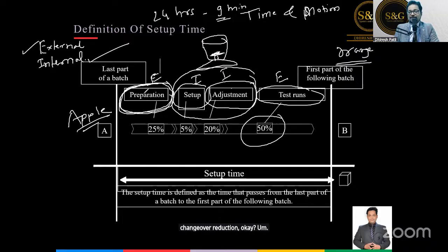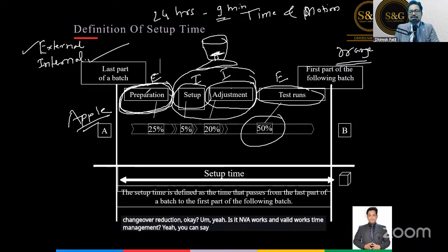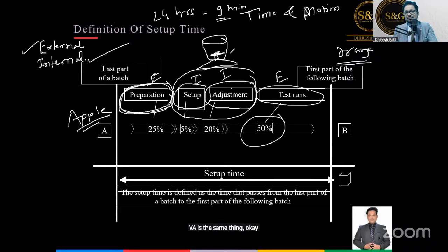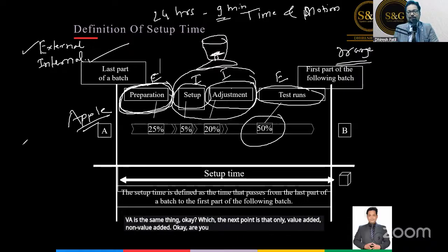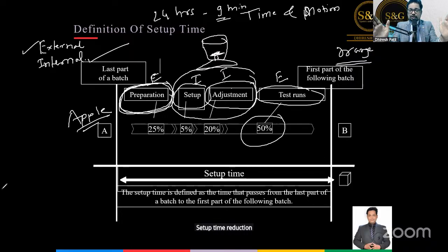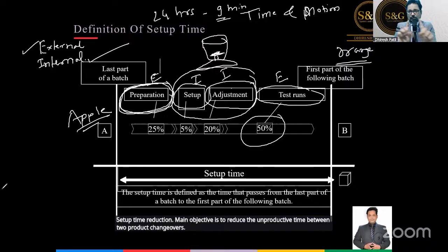Is it NVA works and valid works time management? Yeah, you can say that. VA, NVA is the same thing. The next point is that only, value added, non-value added. Are you clear? The basic fundamental of setup time reduction: the main objective is to reduce the unproductive time between two product changeovers. Clear? Just give me yes.